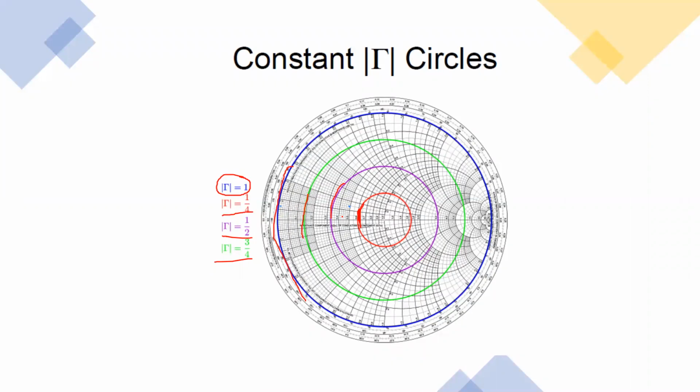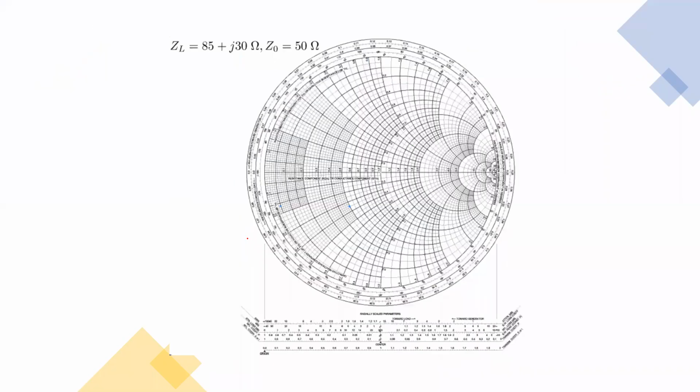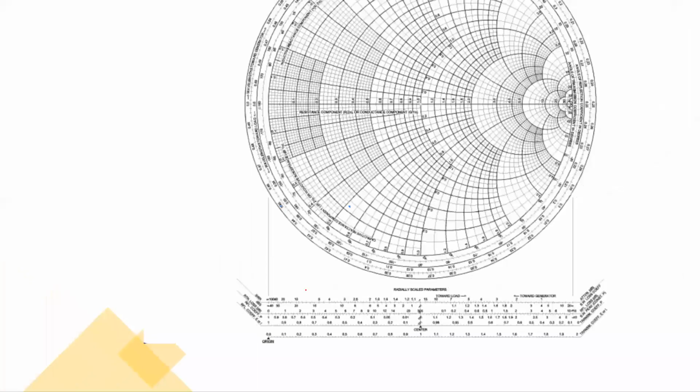So how do I obtain this one? Say I'll consider 3/4, that is 0.75. How do I plot this? Here you can see that there is a graph. This is the reflection coefficient value. You have a maximum of 1 and a minimum of 0. If I try to see where 0.75 lies, here you see 0.1, 0.2, 0.3, 0.4, 0.5, 0.6, 0.7, and 0.8. So 0.75 will lie somewhere here.